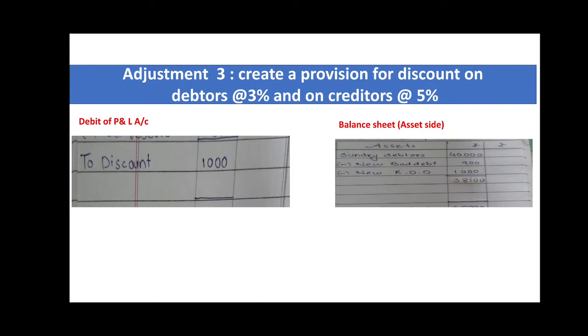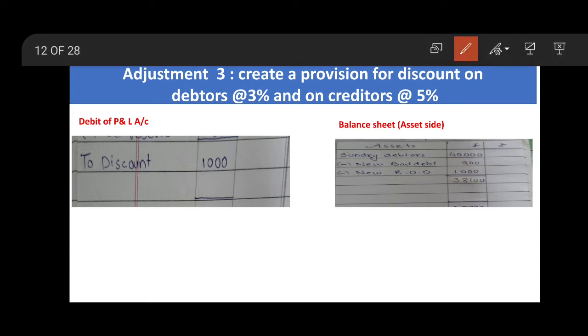Okay, now adjustment 3. Create a provision for discount on debtors at 3% and on creditors at 5%. Provision for discount on debtors. We do have debtors here; we just calculated this 38,100. So on this 38,100, 3% discount as it is on debtors.